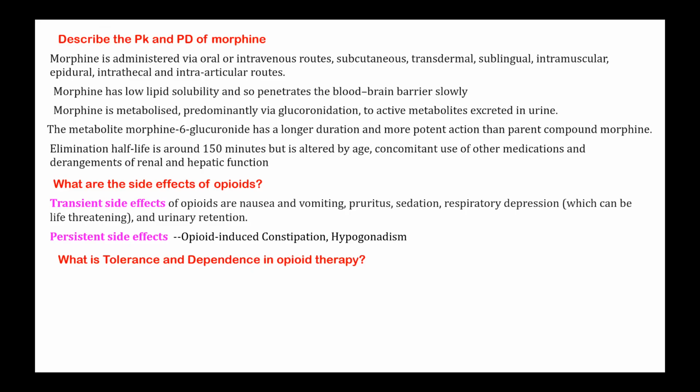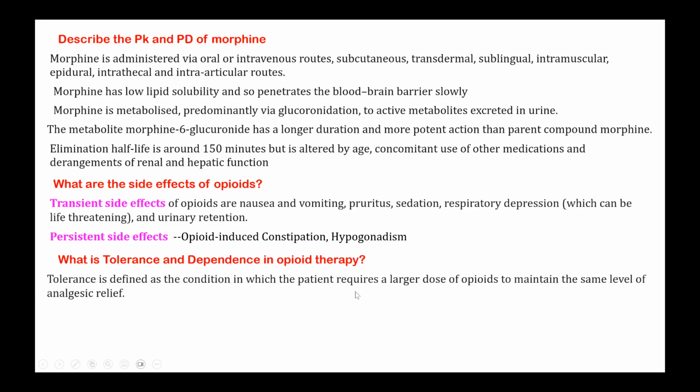So like that, gradually the patient will require more dosage to get the same amount of analgesia as what he had with the lesser dose on the first day. So that is called tolerance. Okay? So tolerance is the condition in which the patient requires a larger dose of opioid to maintain the same level of analgesic relief. What is dependence?